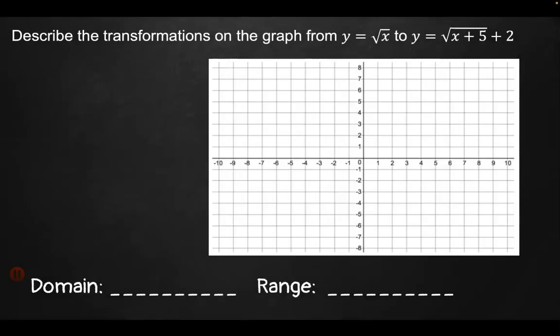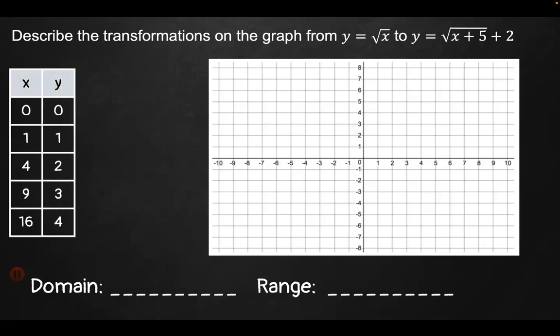So now we're going to take our parent function, which is y is equal to the square root of x, and do some transformations on it. Right now I'm going to make my general table, which I made in the previous slide. I had 0, 0, 1, 1, 4, 2, 9, 3, and then 16, 4. Again, those were my x's with the perfect squares. And I'm going to look at each transformation first. I have a plus 5 underneath the radical, and then I have that plus 2.